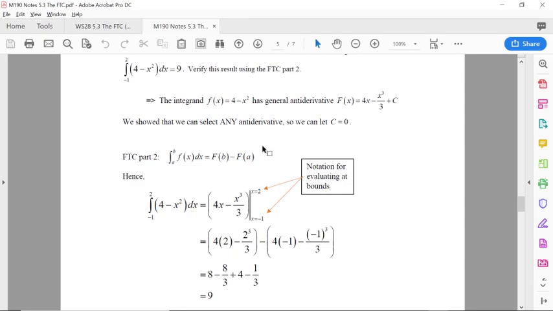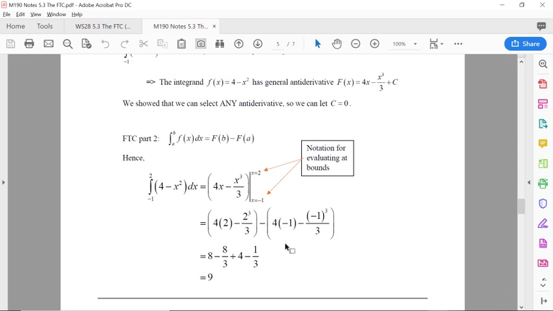Okay, so we take our antiderivative, 4x minus x cubed over 3, and here's the notation we use to say that we are now going to be evaluating it at a lower bound and upper bound. So I have x equals -1 at the lower bound, x equals 2 at the upper bound, a and b right there. Plug in the upper bound first into our antiderivative, and then plug in the lower bound and subtract. Apply order of operations, evaluate, and we get the answer here is 9.